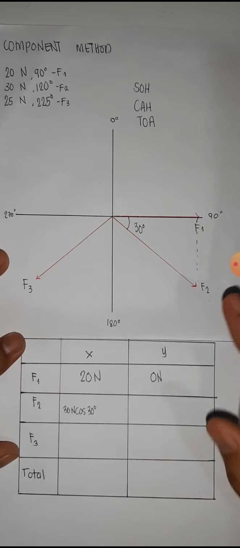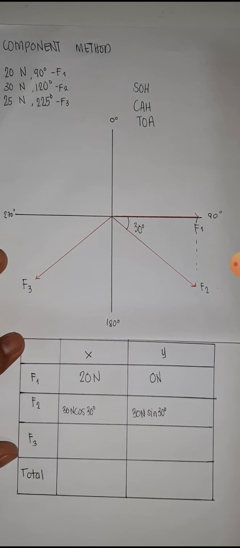For the third one, we're going to do the same procedure. We're going to locate the angle that we're going to use, and from that angle, we're going to identify if your x and y axes lie in the opposite or the adjacent side. Supposedly this is 225 degrees, measured from this point up until your third vector, which is equivalent to 225 degrees.